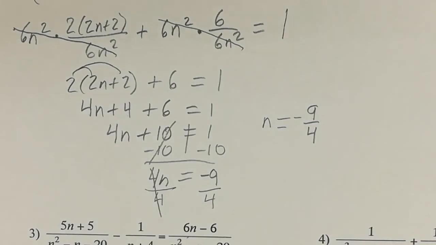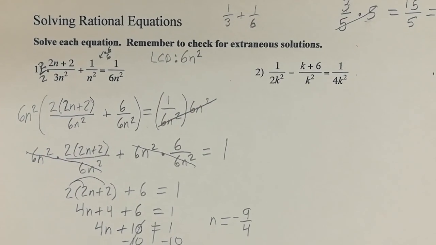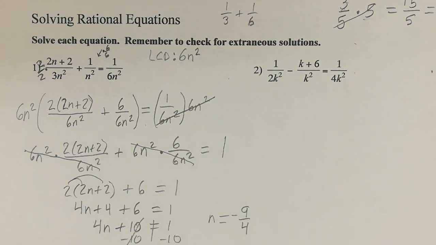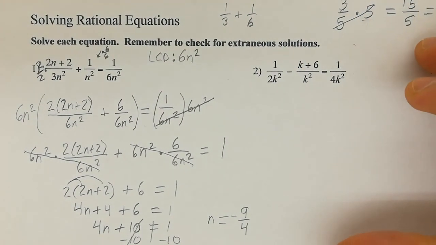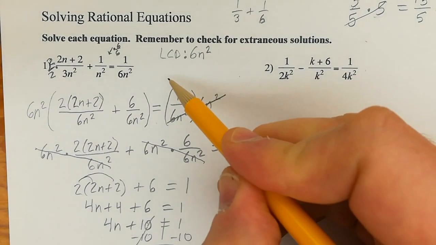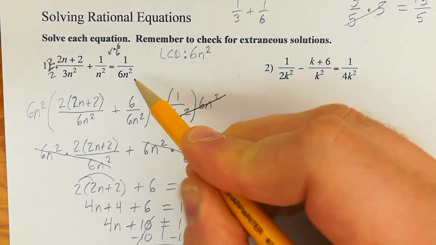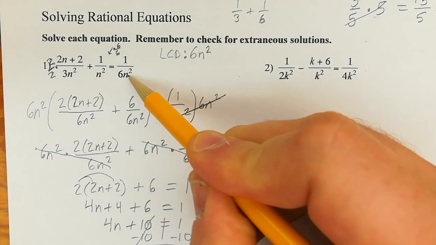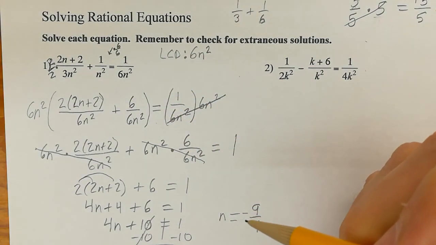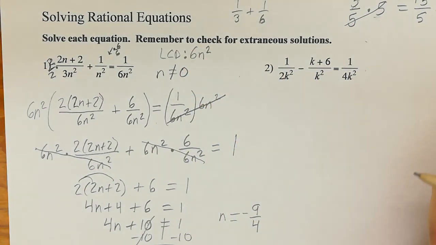All right. Now, you might have noticed in the directions, which I failed to read, that it said to solve each equation. Remember to check for extraneous solutions. So, just like you should do on most problems involving rational expressions, you should identify excluded values. Looking way back here, what value of n would we put in here to make a denominator 0? Well, that would be 0 itself. So n cannot equal 0.